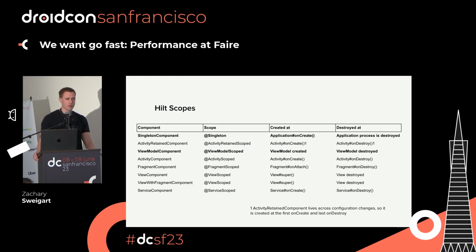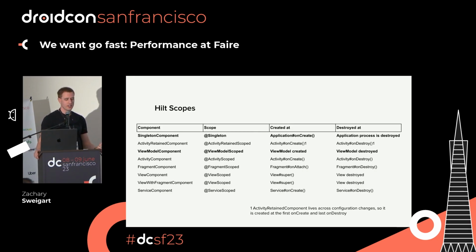And the scopes that we mostly focused on with our architecture are the singleton and the view model component. So singletons are pretty self-explanatory. They are singletons. They can be created as soon as application onCreate, and they stick around until the process is destroyed. View model components are created whenever there is a view model created event, and they stick around until the view model is destroyed.